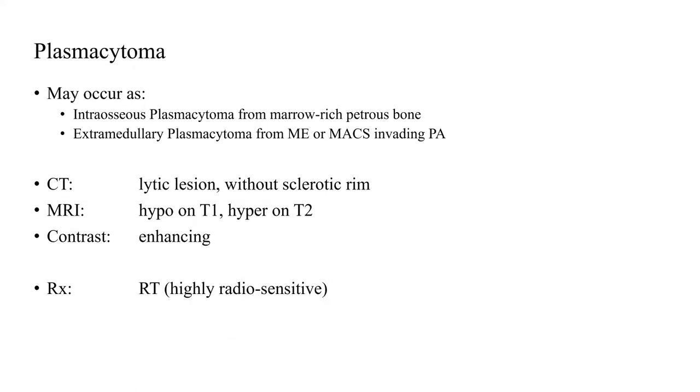Plasmacytomas are quite a rare tumor that can occur either as an intraosseous plasmacytoma from marrow-rich petrous bone, or extramedullary plasmacytoma from the middle ear or mastoid invading into the petrous apex. Imaging characteristics are that it's a lytic lesion without a sclerotic rim on CT scan. On MRI, it's again hyperintense on T1 and hyperintense on T2. With contrast injection, it is enhancing, and the treatment is quite different from all other petrous apex lesions in that it is a highly radiosensitive tumor. So this is one of the few cases where you can give primary radiotherapy.